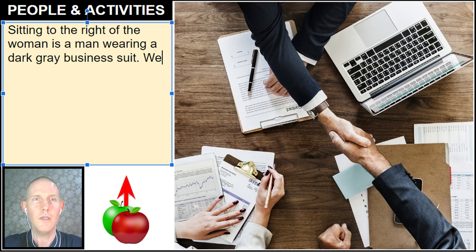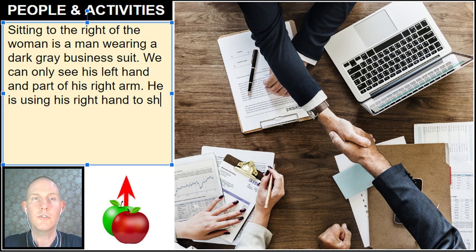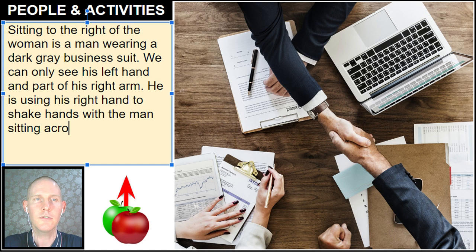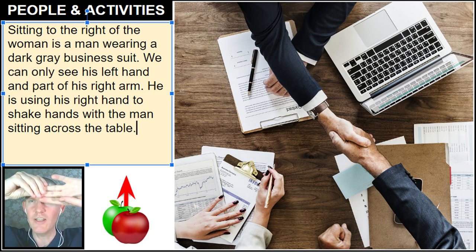Okay. We can only see his left hand and part of his right arm. All right. He is using his right hand to shake hands with the man sitting across the table. Right? Okay, and it looks like it's a good firm handshake, right? It's not like one of these weak ones where they grab the fingertips. It's a good firm handshake.